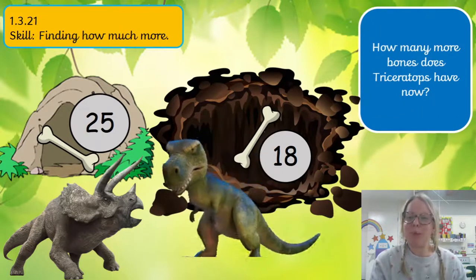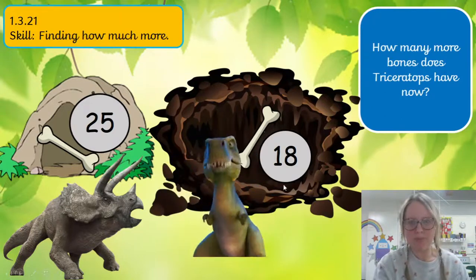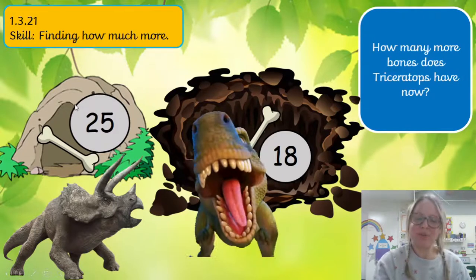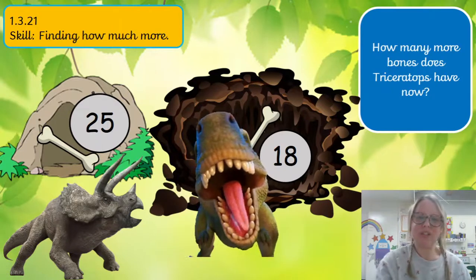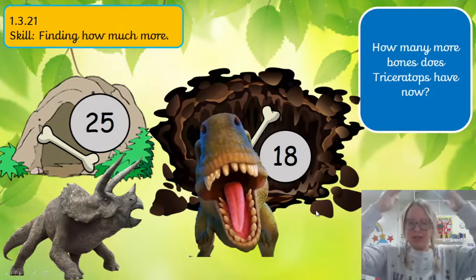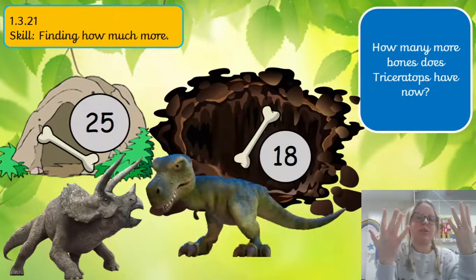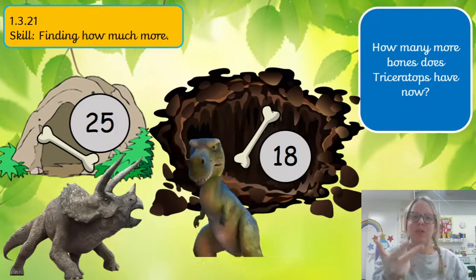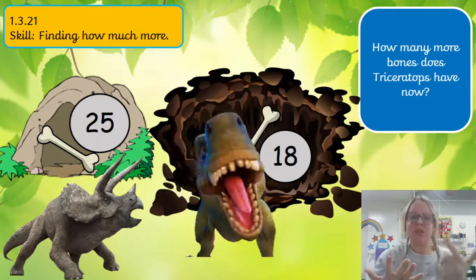Okay, how many more bones does Triceratops have now? So T-Rex has got, what's this number? 18. And how many has Triceratops got? 25. Okay, so now we need to find out the difference, see how many more Triceratops has got. So, can you put 18 in your head? And we're going to count up to 25. We're going to use our fingers to see the difference. So 18, 19, 20, 21, 22, 23, 24, 25.